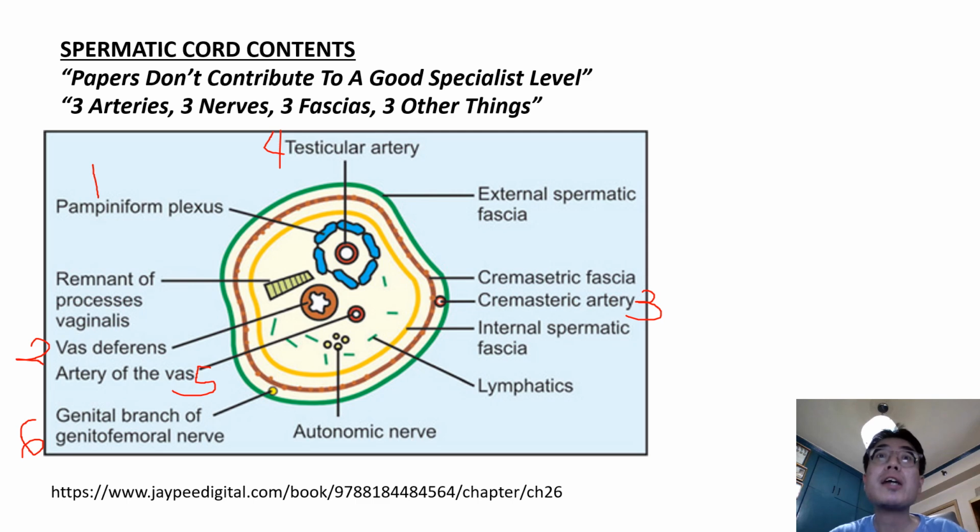S is for the sympathetic nerve fibers, also known as the autonomic nerve fibers. And L is for the lymphatics.